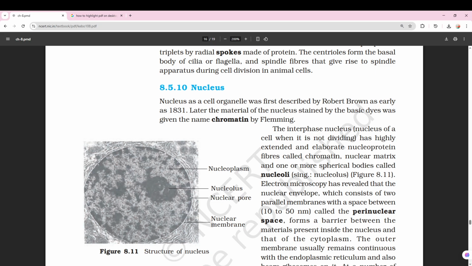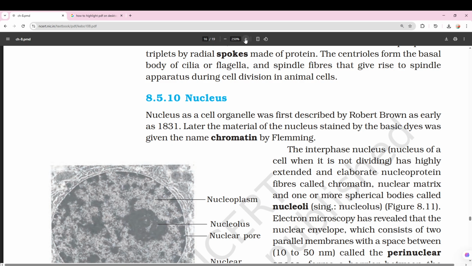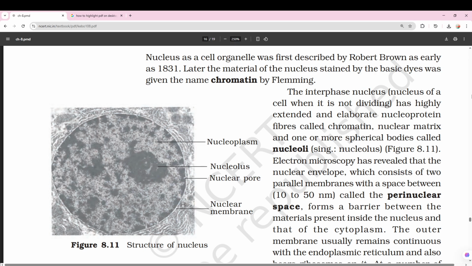Last second topic. Nucleus as a cell organelle was first described by Robert Brown as early as 1831. Later, the material of the nucleus stained by the basic dyes was given the name chromatin by Fleming. The interphase nucleus of a cell, when it is not dividing, has highly extended and elaborate nucleoprotein fibers called chromatin, nuclear matrix, and one or more spherical bodies called nucleoli.